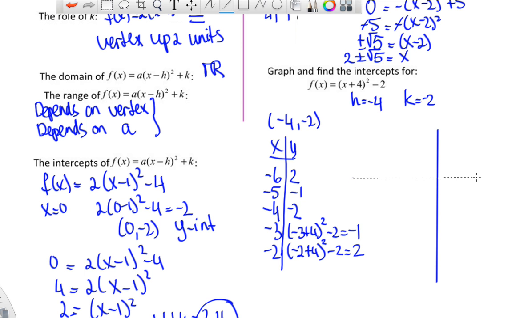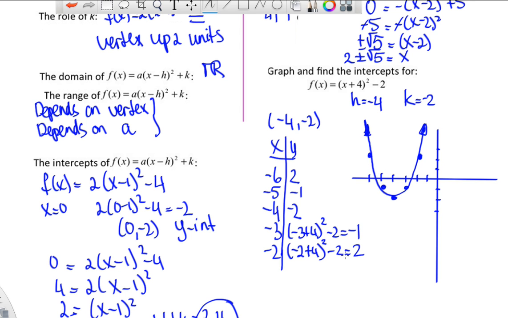I get most of the negatives, don't I? So 1, 2, 3, 4, 5, 6. 1, 2, 3, and then we'll go to this side. So where are we? (-4, -2). So 1, 2, 3, 4, -4, -2. I'm at -1 here, and I'm at -1 there, and then I'm at +2 if I go one more, and if I go one more this way. Finally, a quadratic that looks the way it's supposed to, more or less.